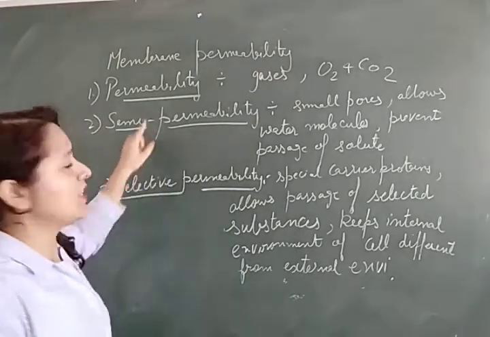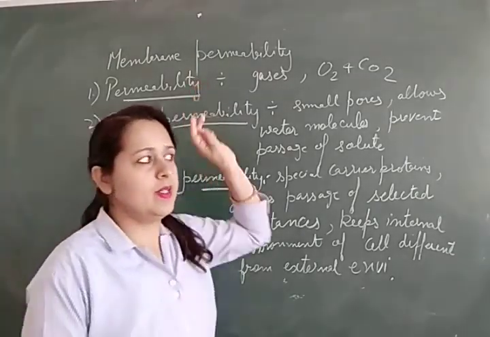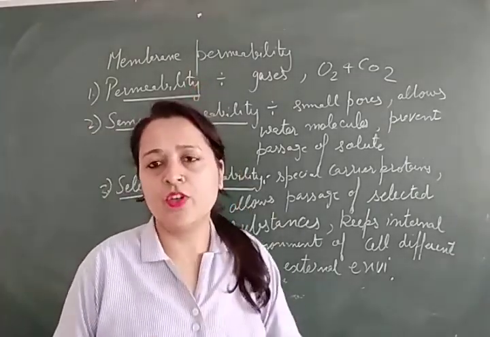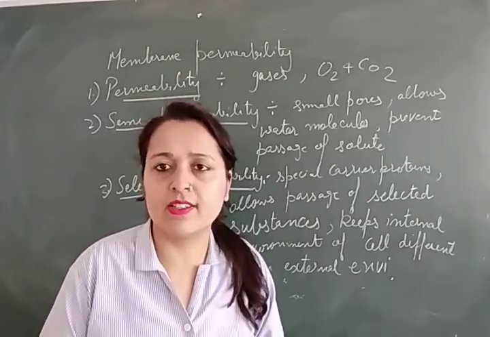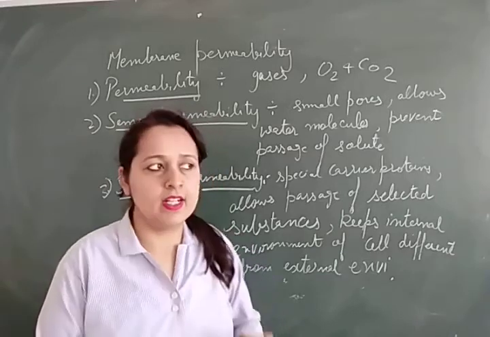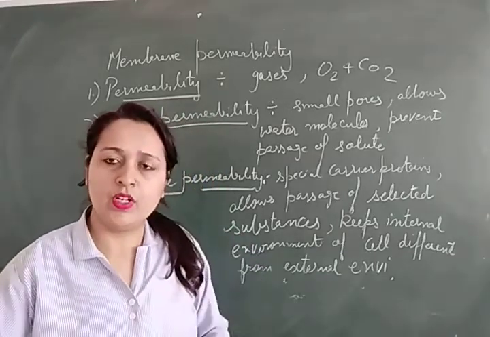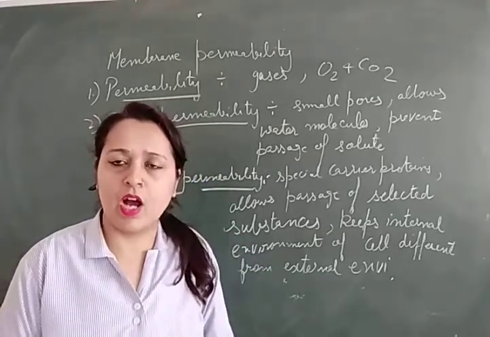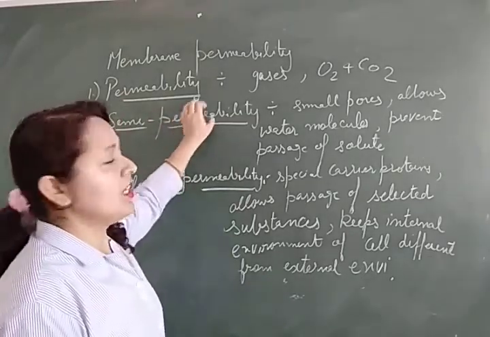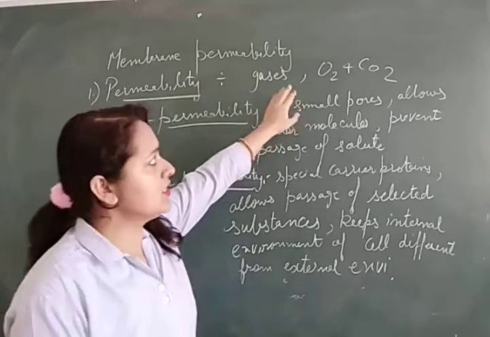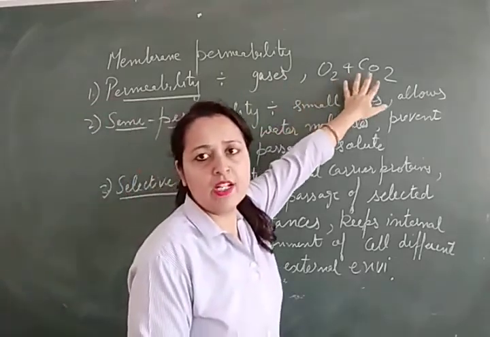So let's understand what permeability is. In the permeability case, diffusion of gases takes place across the membrane through the concentration gradient. It means that gases can flow across the membrane without any hurdle. So permeability occurs in the case of gases, especially O2 and CO2.